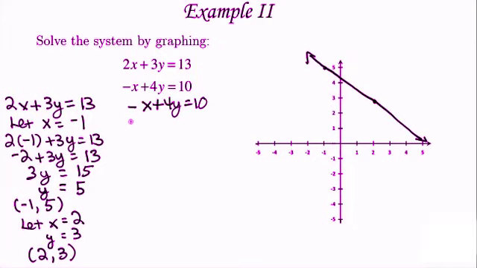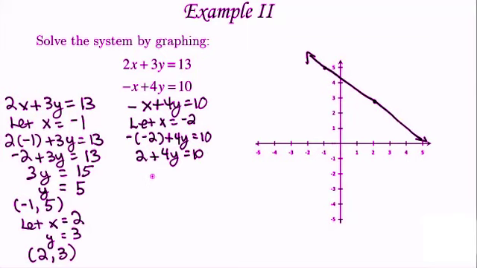Okay, for the second equation, I'm going to first let x equal negative 2. Inserting it into this equation, that's going to give me minus negative 2 plus 4y equals 10. This is going to become a positive 2 plus 4y equals 10. Isolate the y by subtracting 2 from both sides, which is 4y equals 8, or y equals 2. I have my first point, and that is that x is negative 2, y is 2.